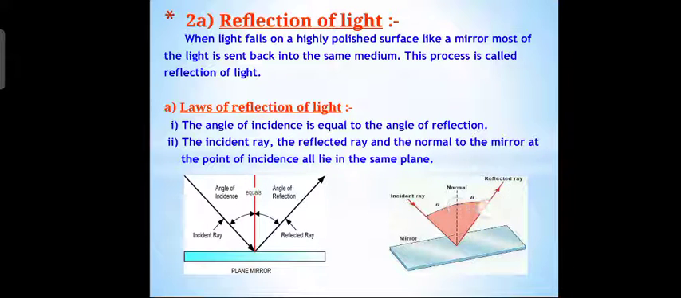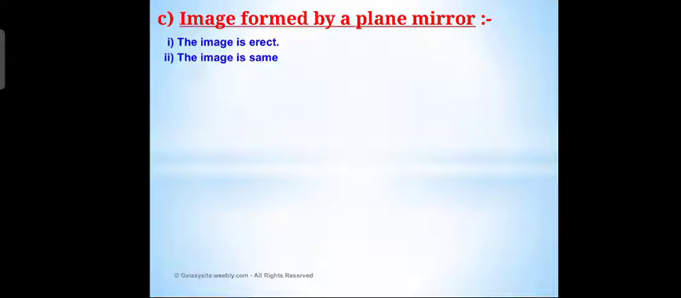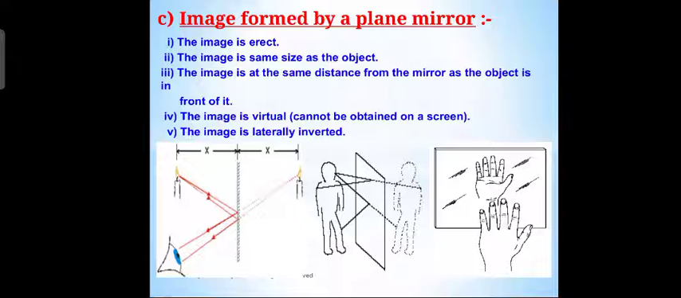So the angle between these two should be equal. Okay, now next point is how the images are formed by a plane mirror. Generally what we see in our daily lives, that are plane mirrors. So plane mirrors क्या होते हैं? This will form the erect image.